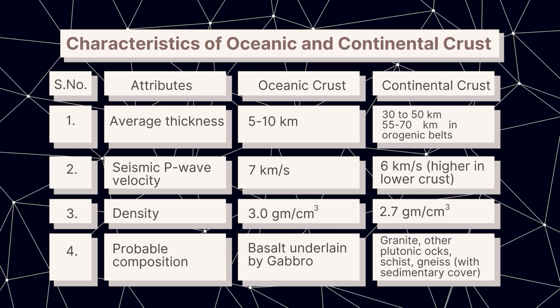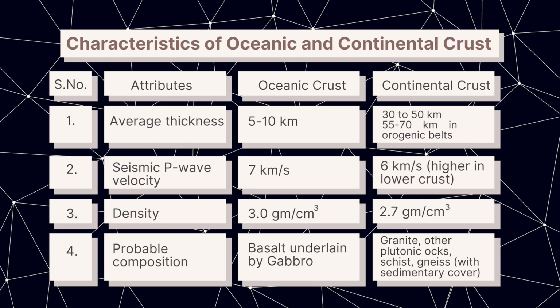The average thickness of the oceanic crust is 5 to 10 kilometers, whereas continental crust is 30 to 50 kilometers. The 55 to 70 kilometer in oceanic belts, and seismic P wave velocity is 7 km per second, whereas in continental crust the velocity is slightly lower than the oceanic crust, which is 6 km per second. Now density is again different.